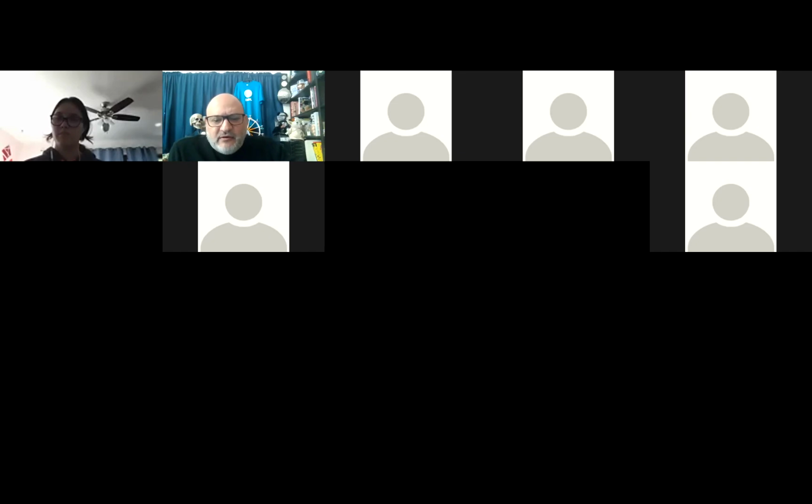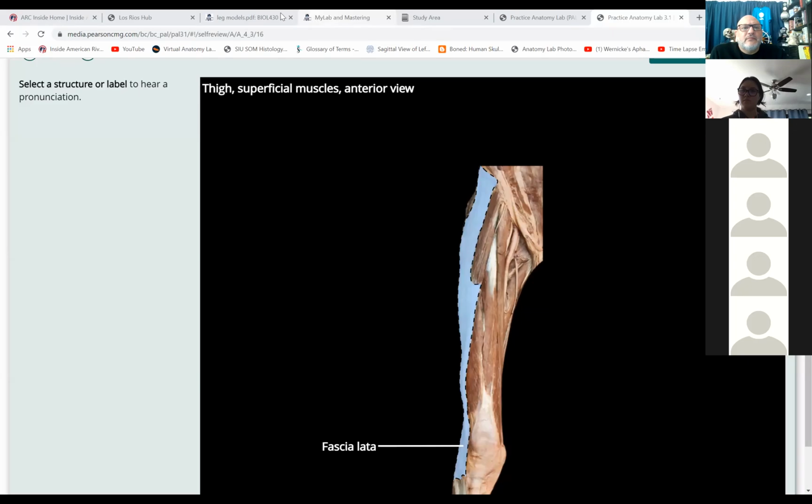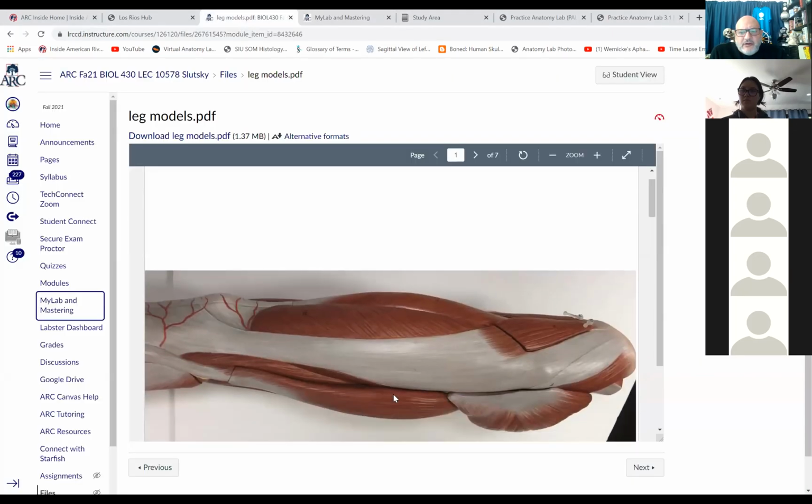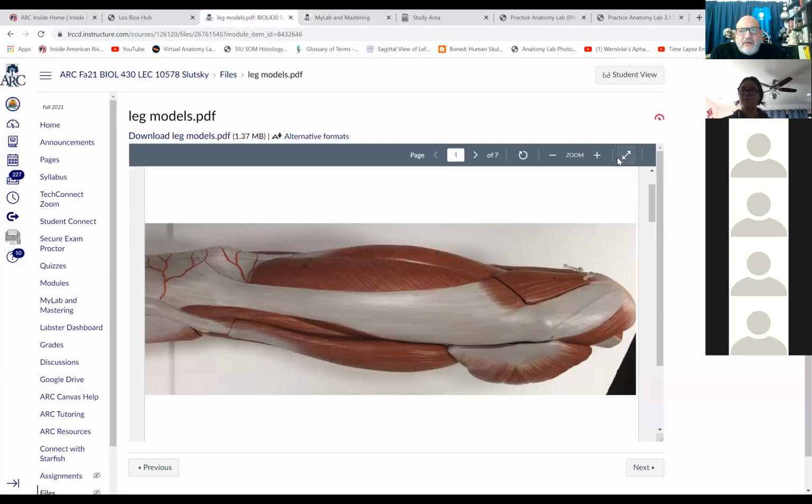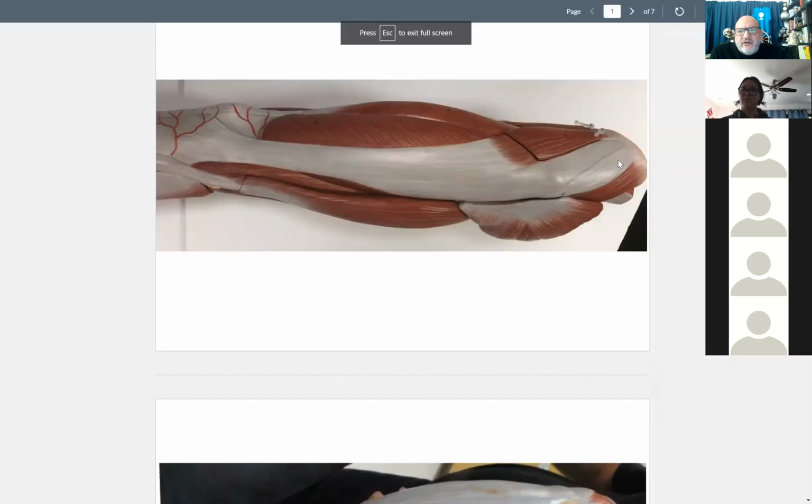All right. And so, yes, when we look at our, I gotta go back here. Leg model. Obviously, the iliotibial band is very obvious, but it doesn't have a fascia lata on it. No, so this doesn't show the fascia lata, but I could draw one just like I did with that cube. So that could be a way that I could show it.